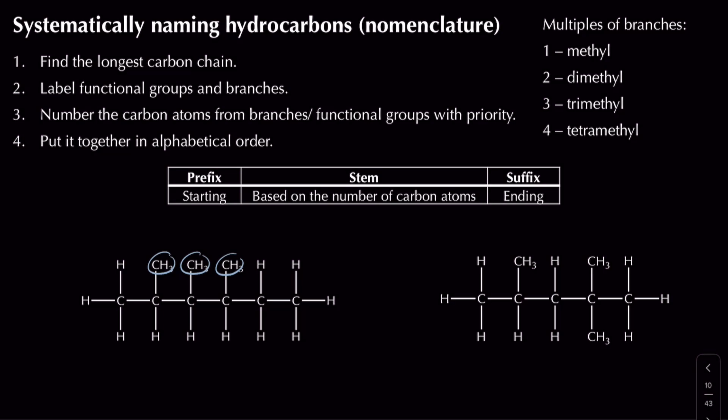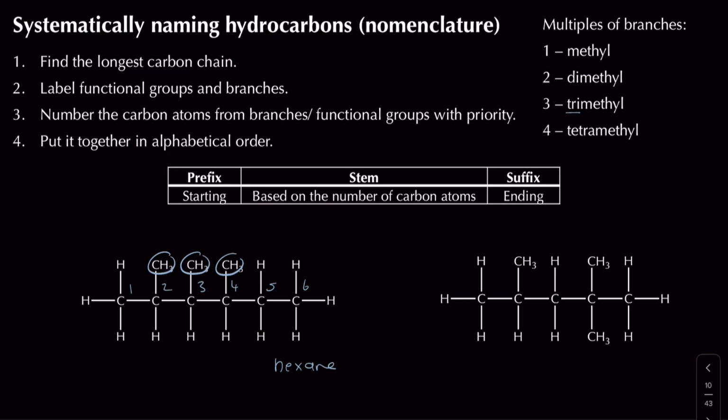That means, of course, we would call it trimethyl itself. Now if I were to number it from left to right, I've got 1, 2, 3, 4, 5, 6 carbon atoms. I know my stem is already going to be, of course, hex. I know it's going to end in ane because it's just an alkane. It's not an alkene or anything else. So that's the stem done, that's the suffix done.